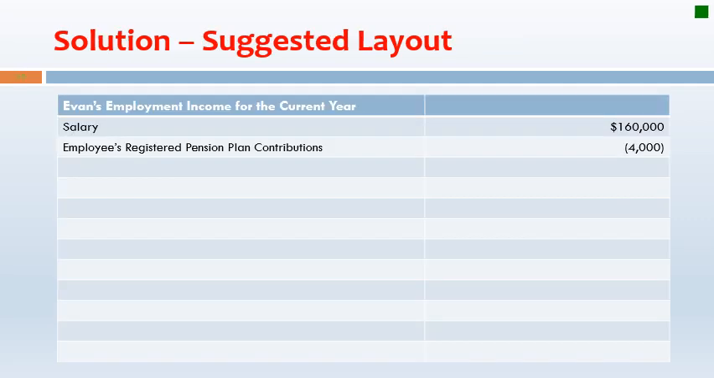So here we deduct Evan's RPP contributions. We don't include the portion that the employer paid because it's not a taxable benefit. This is a great deal for Evan. Any deduction reduces his income.